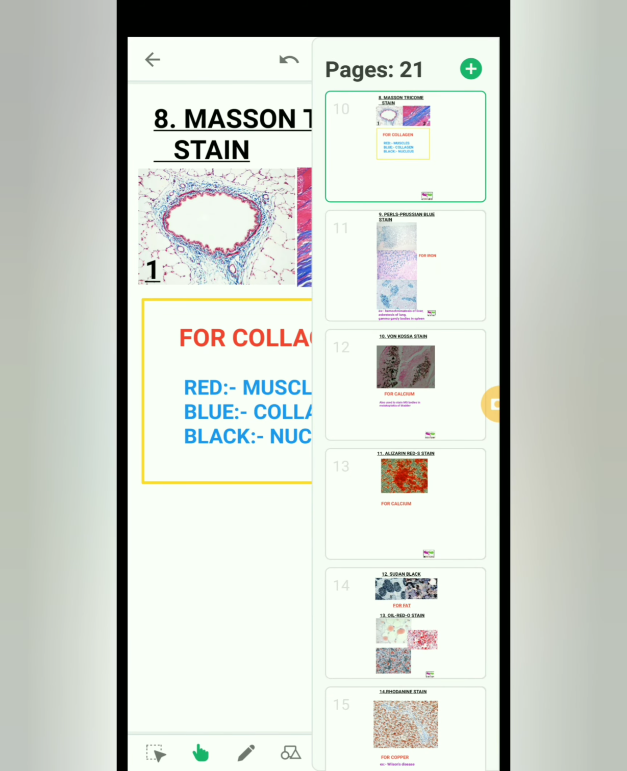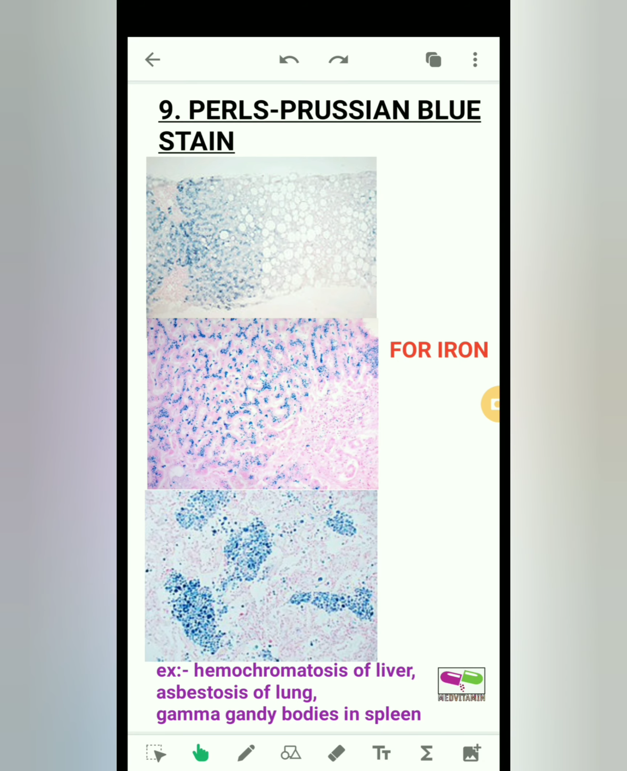Then coming to the next one, we have Perls' Prussian blue staining, that is for iron. All this bluish part is the stained part. Perls' Prussian blue staining we use for hemochromatosis of liver, asbestosis of lung, and Gamna-Gandy bodies in spleen.